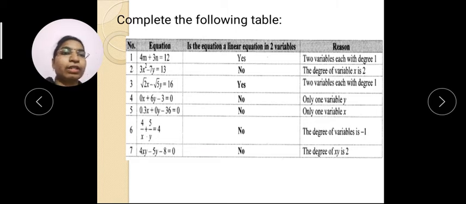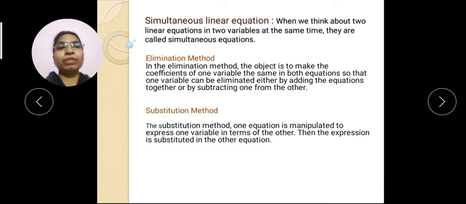Okay friends, so in this way we have to find out whether the given equations are linear equations in two variables or not. Now we have to see how these equations are solved. Before that, I want to tell you about simultaneous linear equations. What is meant by simultaneous linear equations? When we consider two linear equations at the same time, this is called a simultaneous linear equation.